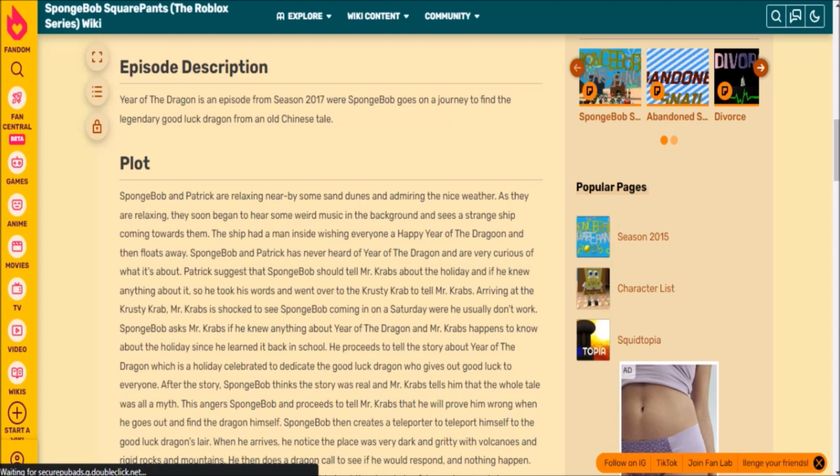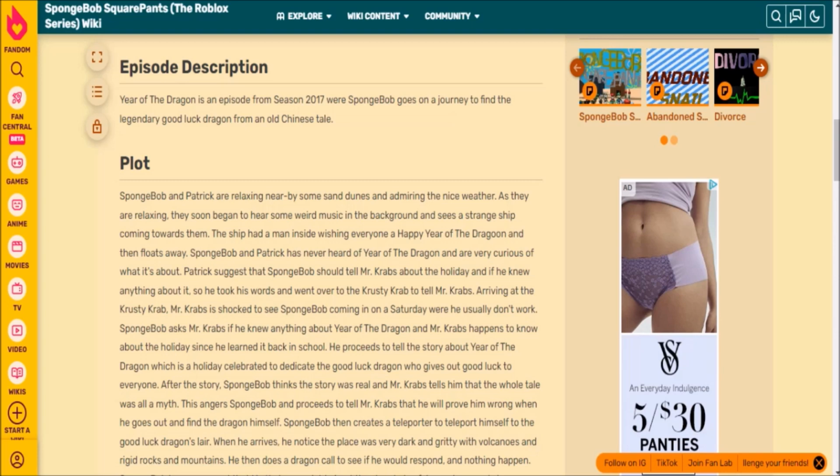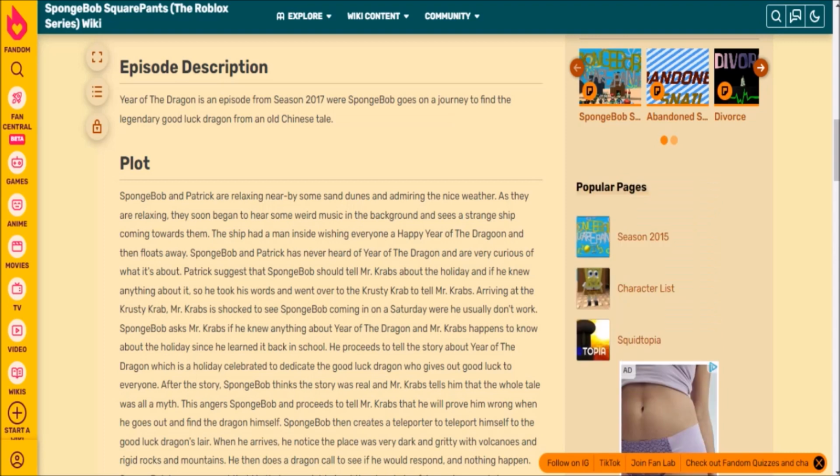Alright, the plot: SpongeBob and Patrick are relaxing nearby some sand dunes and admiring the nice weather. As they are relaxing, they soon begin to hear some weird music in the background and see a strange ship coming towards them. The ship had a man inside, wishing everyone a happy Year of the Dragon, and then floats away. SpongeBob and Patrick have never heard of Year of the Dragon and are very curious about what it's about.